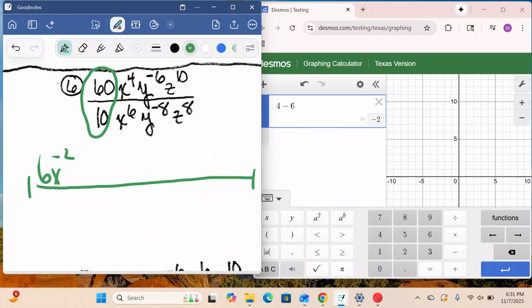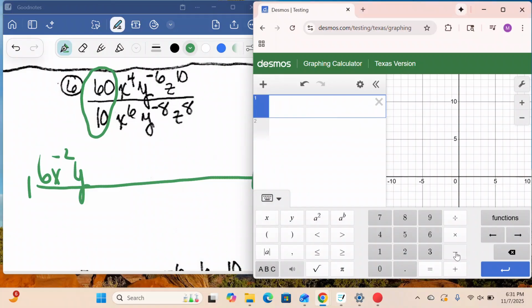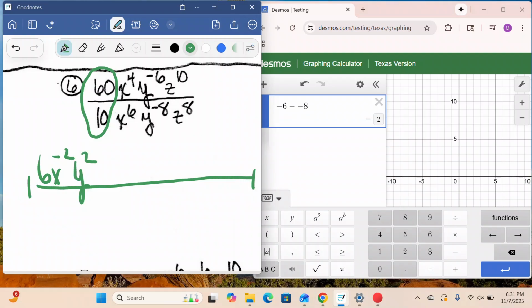Now I go to the y's. Do I have a y on the top and a y on the bottom? I do. I'm going to go ahead and put a y right there, and then all I do is subtract. It looks hard, but it really isn't. You subtract -6 minus -8, which gives me a +2.